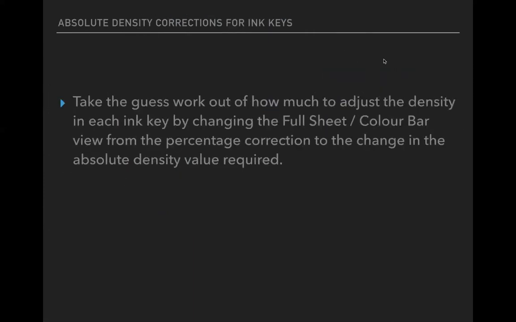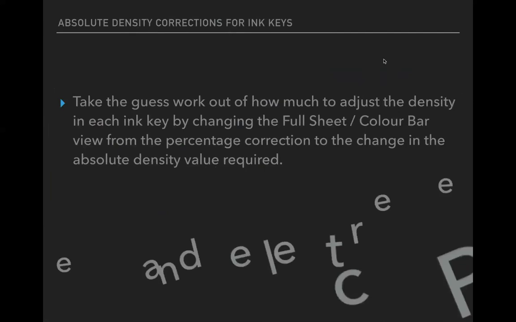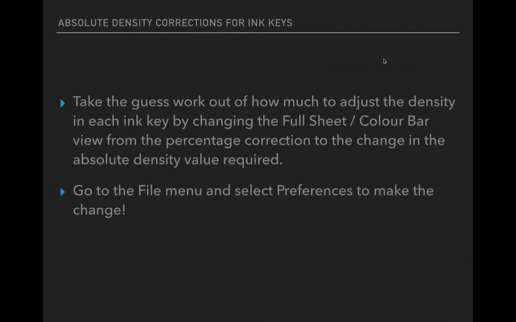Some of the features we've added are purely and simply good ideas by people who have suggested them. They were relatively simple to add, which is why they didn't spend ages in development. So the change, or the ability to change the sense of the ink key corrections from a percentage value to an absolute density value was something along those lines. Someone suggested it would be helpful, and it was relatively simple to do. So from that point of view, it's just a preference.